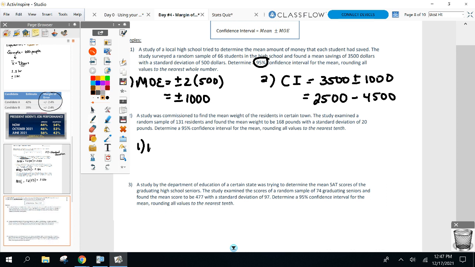Got to find the margin of error before I find the interval. So plus or minus 2 times... what are we multiplying the 2 by here? Plus or minus 2 times... what do you got? 20? I'd go to the numbers. So my margin of error could be plus or minus 40, either way around the mean.